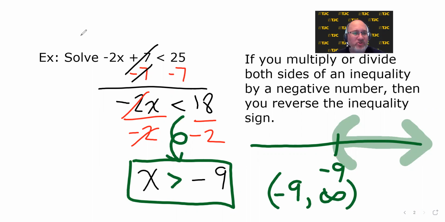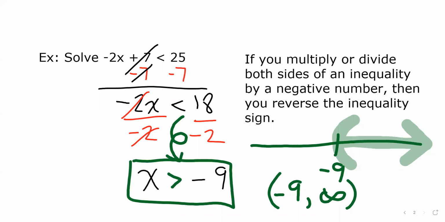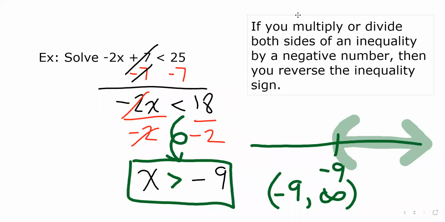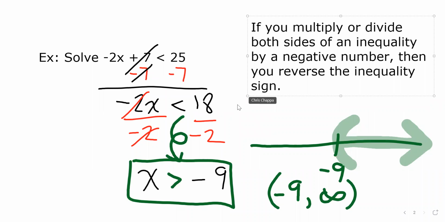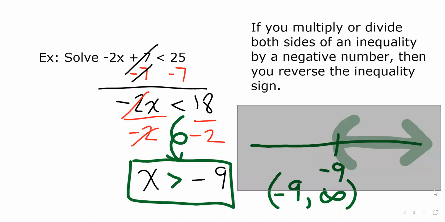Infinities always get parentheses. Give me 1 second to move some of this stuff around. I'm just going to take myself out of the picture because it's getting a little crowded down there and I want it to be easy to follow. All right, let's see if I can grab the entire number line here. Looks like I did.